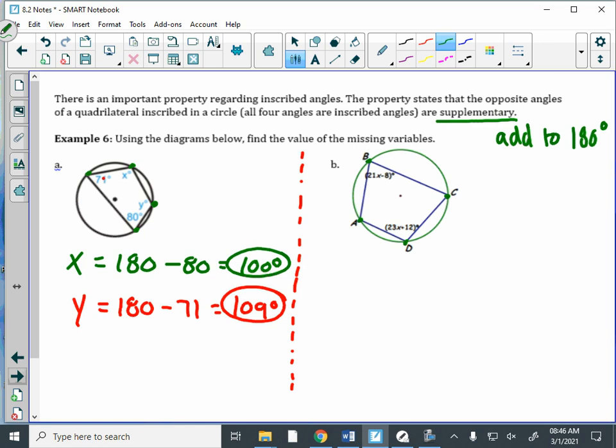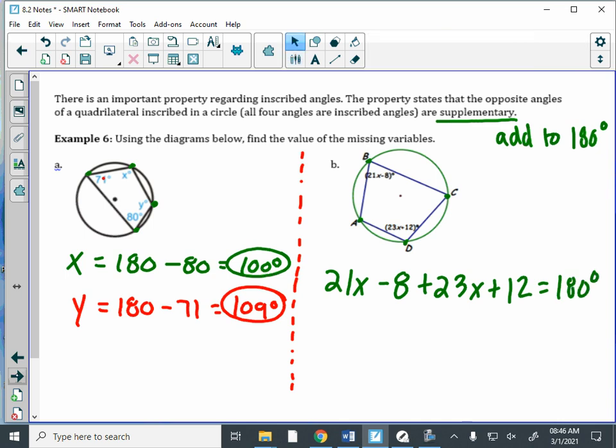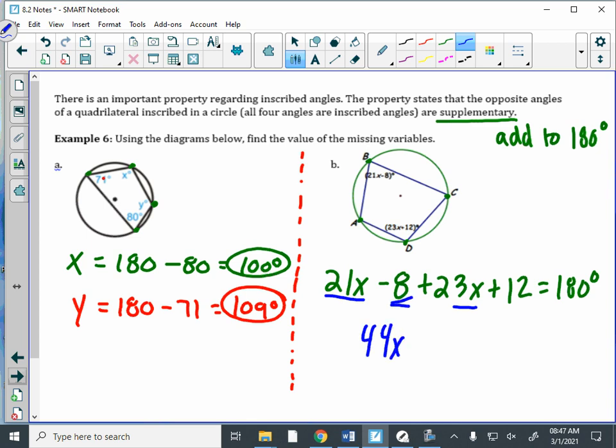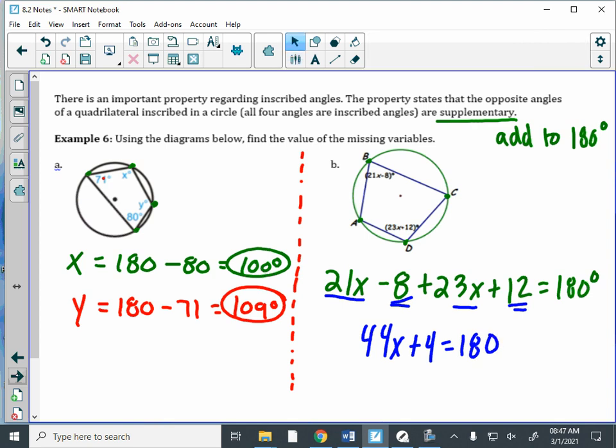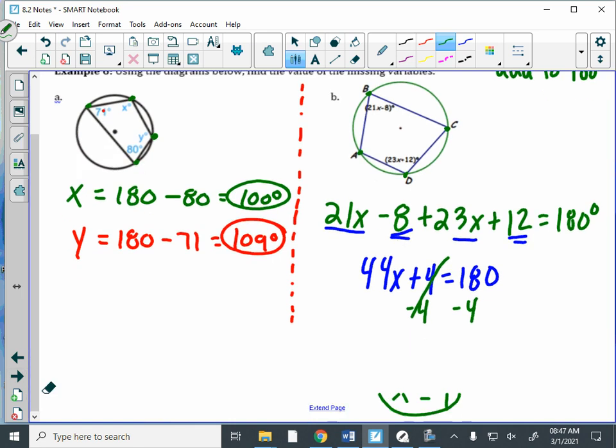They add to 180. So you add them to 180 degrees. And then solve for X. Combine your like terms, you get 44X plus 4 equals 180. Move 4 over. So we get 44X is equal to 176. Divide by 44.